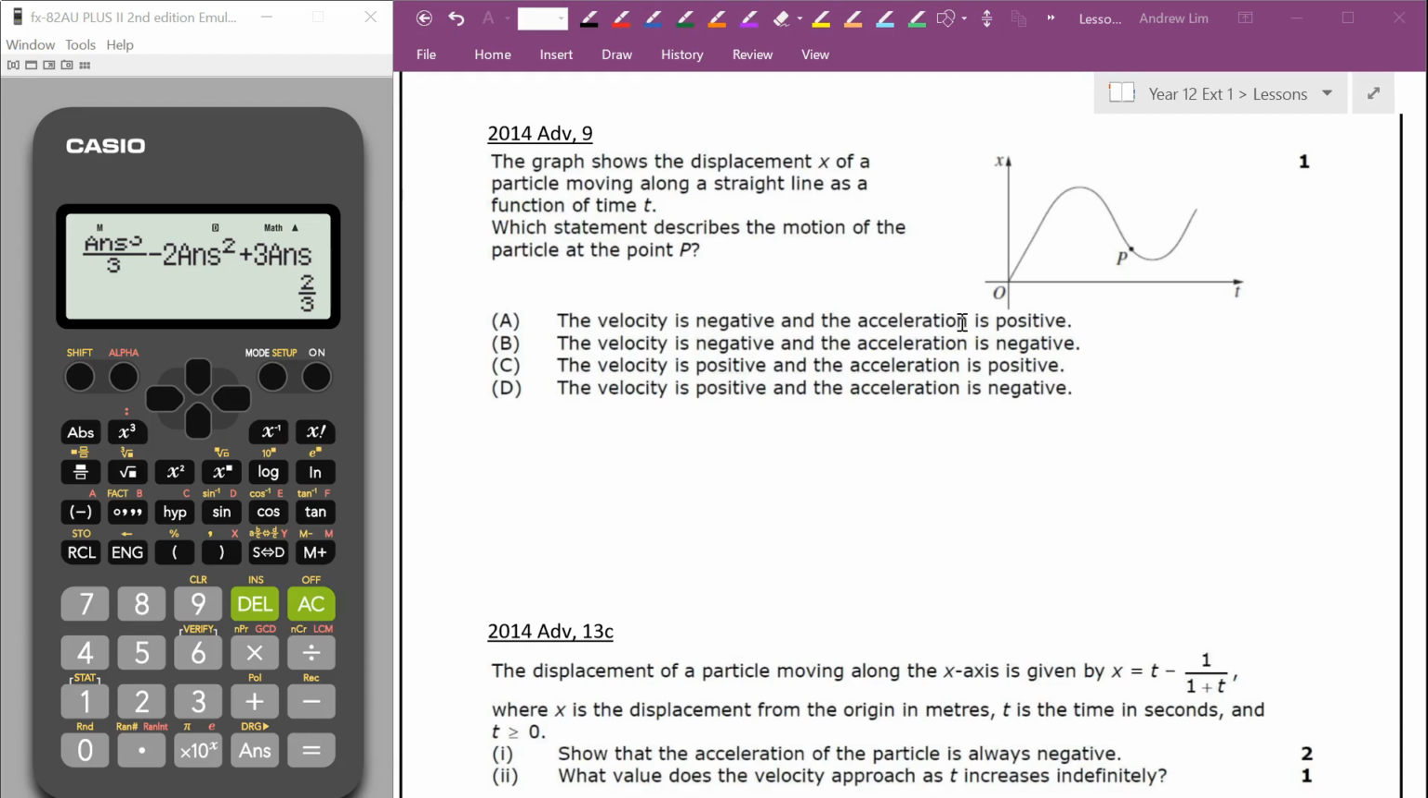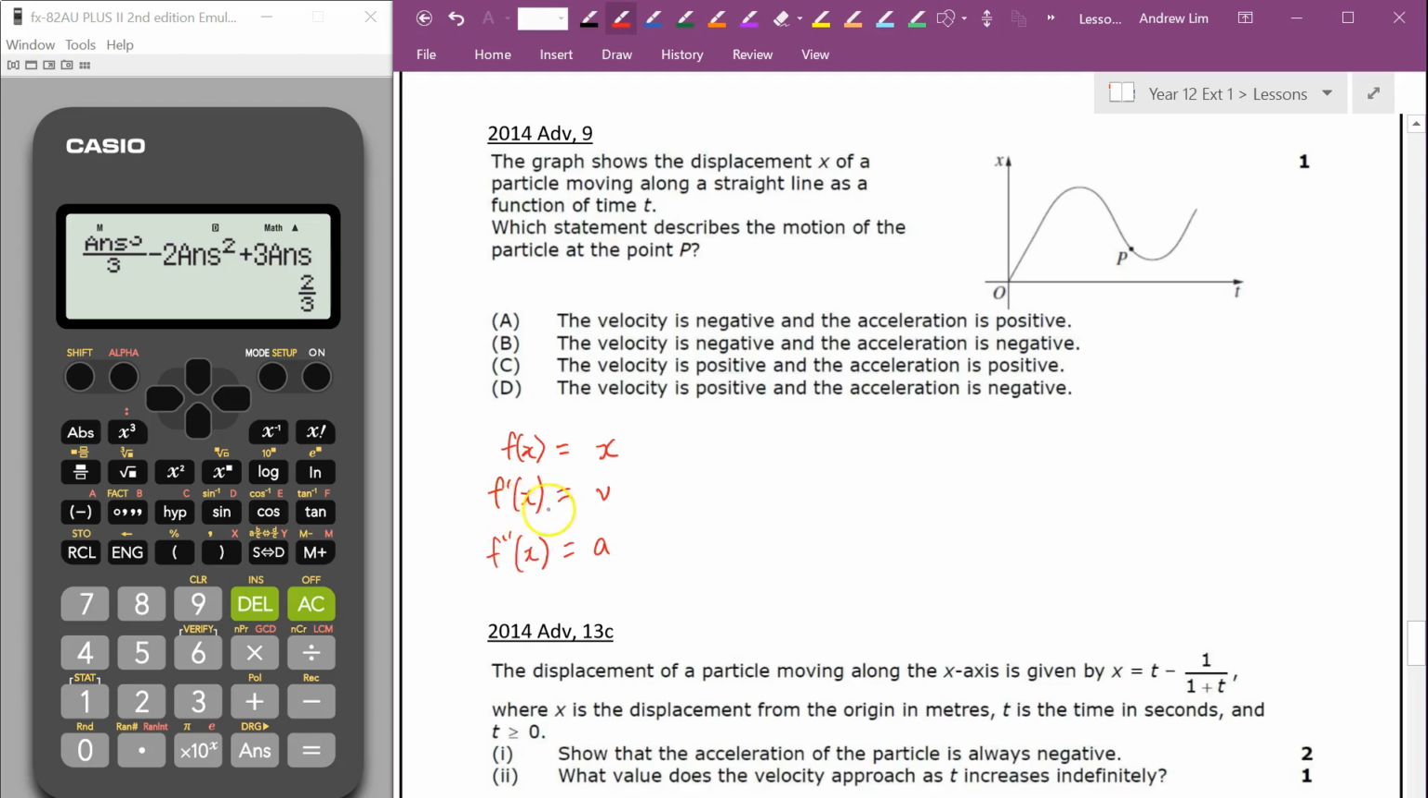Okay, so the graph shows the displacement x of a particle moving along a straight line as a function of time t. Which statement describes the motion of the particle at the point P? Each of these options talks about velocity and acceleration, so it's important to remember that displacement is like saying f of x, velocity is like saying the first derivative, and acceleration is like saying the second derivative.